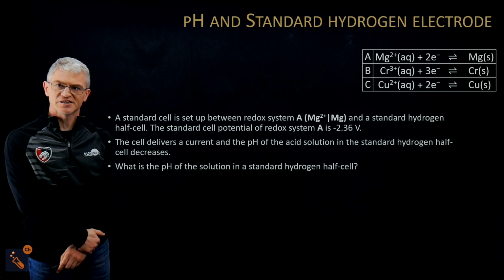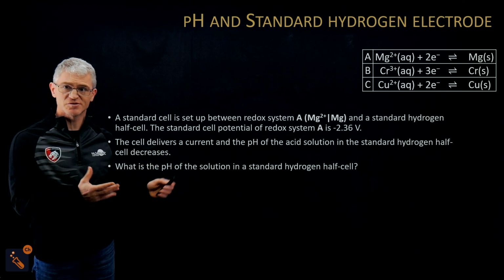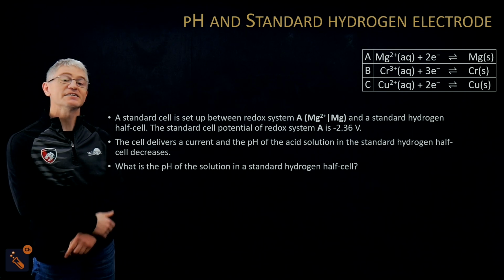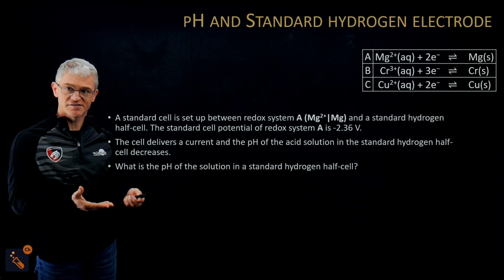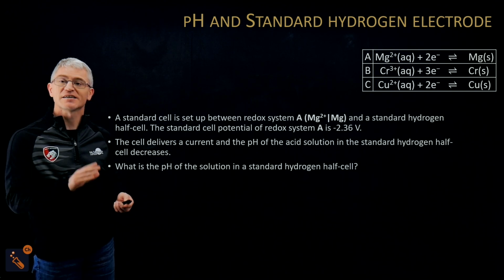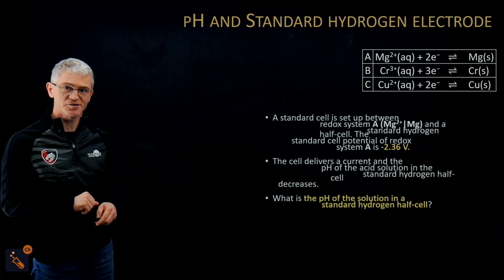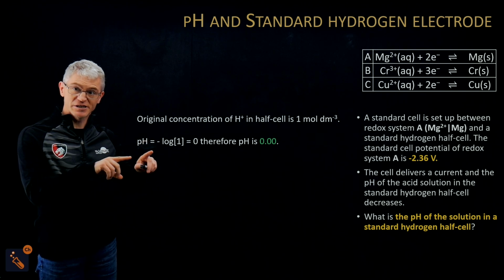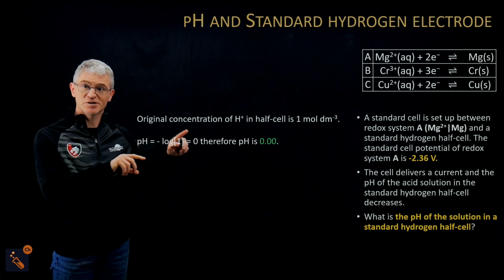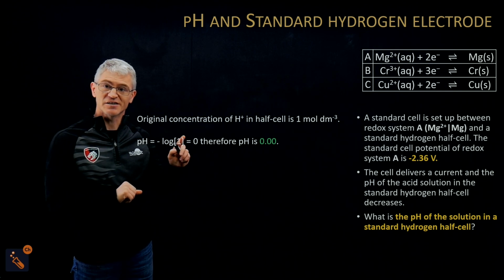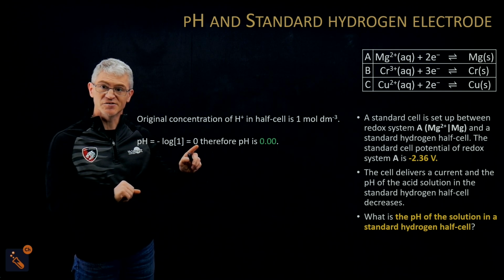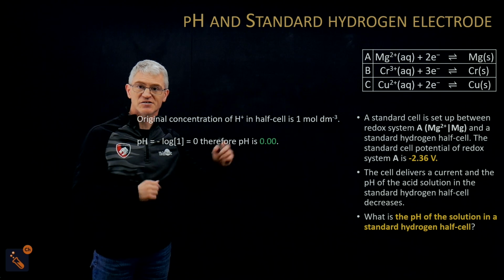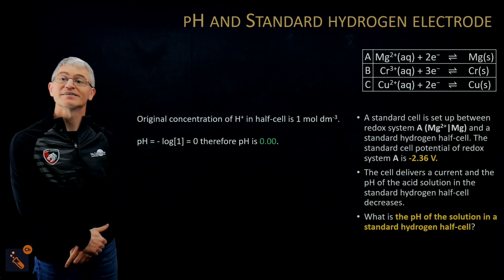We're going to look at a standard hydrogen electrode again, but this time it's the same setup as we had in the previous question, but we want to know the pH of the solution in a standard hydrogen half cell. This needs you to remember the standard concentration. Standard concentration of the H+ is 1 mole per decimeter cubed. So all we have to do is put pH equals minus log of H+ concentration. The H+ concentration is 1. And if you put that into the calculator, the pH is 0. And remember, 2 decimal places on every pH means the pH of a standard hydrogen electrode is 0.00.